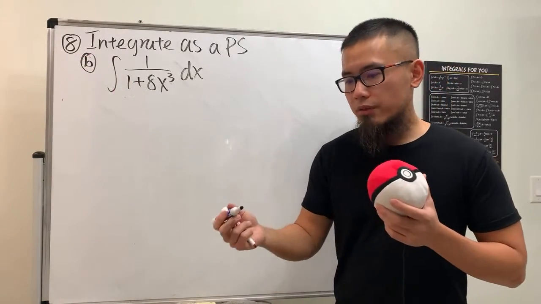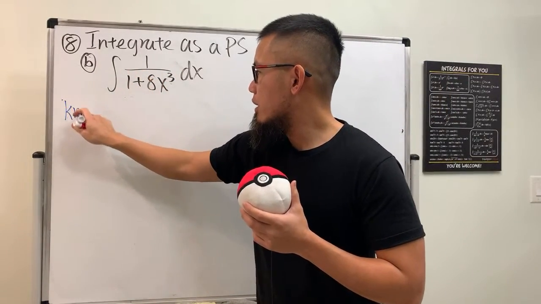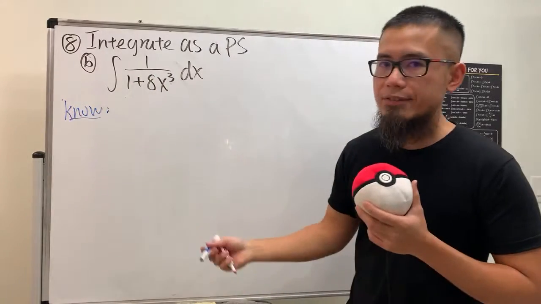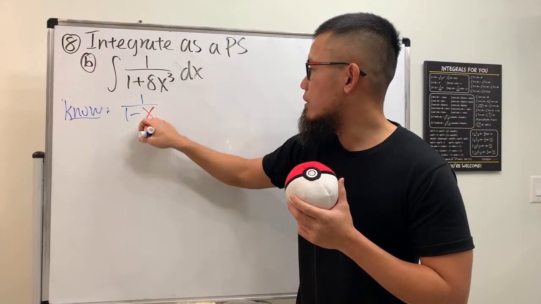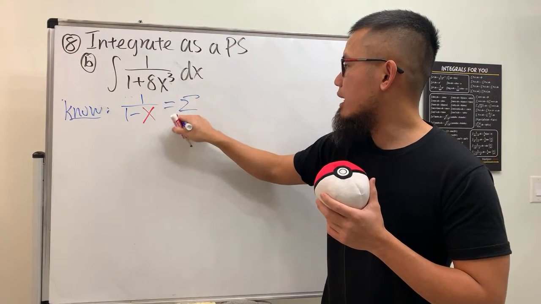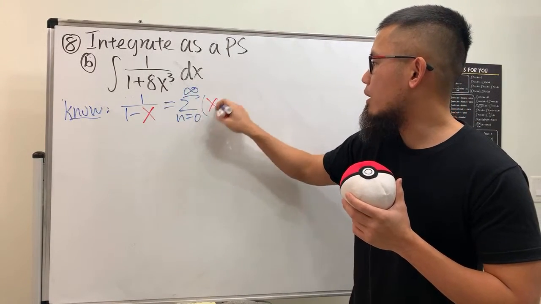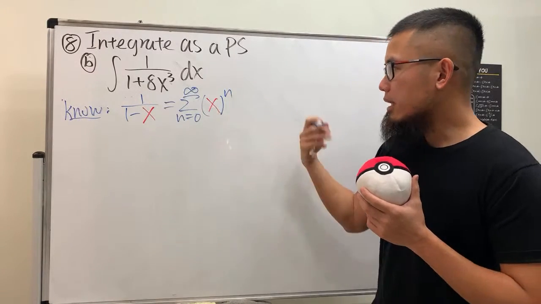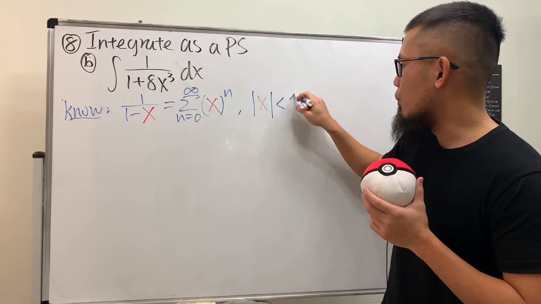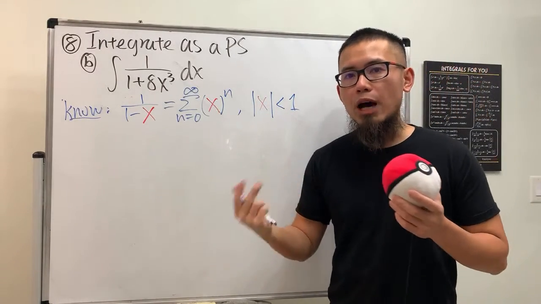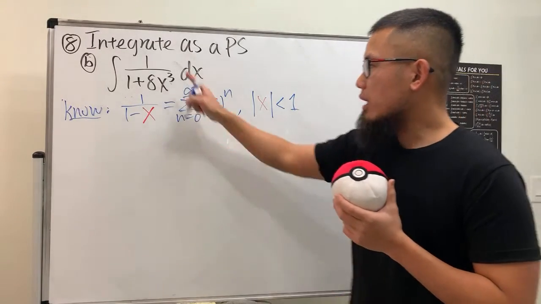To work this out, first of all, we have to come up with a power series for the inside. For this one, we definitely can use our best friend, namely 1 over 1 minus x, which is equal to the series as n goes from 0 to infinity of x to the nth power. In this particular case, be sure you attach the absolute value of x is less than 1, because this will help us find the radius of convergence at the end.